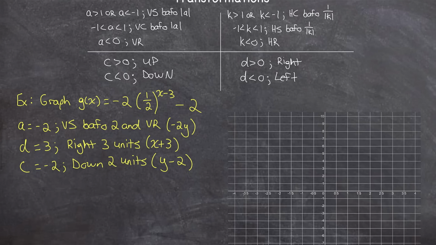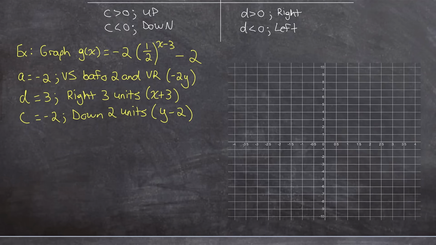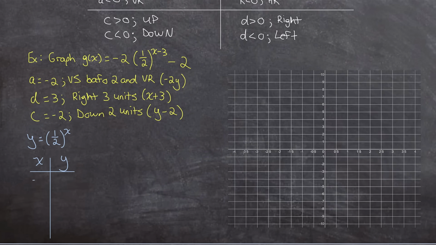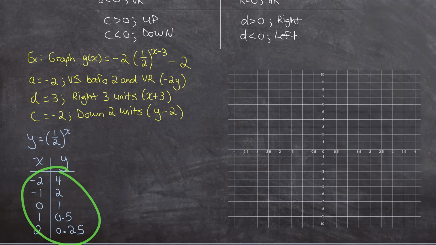So now all we have to do is do these transformations to a set of key points for what we call the base function, 1/2 to the power of x. So I'll make a table of values for 1/2 to the power of x. I'll choose x values just between -2 and 2, and then calculate the y values by subbing my x values into my function for x. And now I'll apply my transformations to these points.